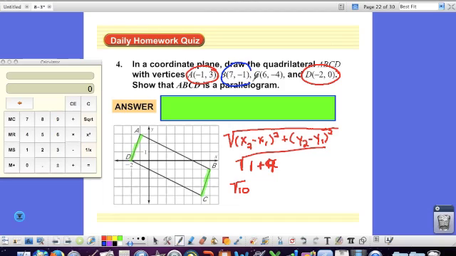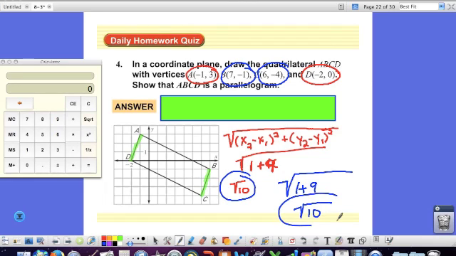The other one, which is side BC. 7 minus 6 is 1. 1 squared is 1. -1 minus -4. So -1 plus 4 is 3. 3 squared is 9. So these have the same square root, same length, radical 10. I can also tell that these have the same slope. Up 3 over 1. Up 3 over 1.